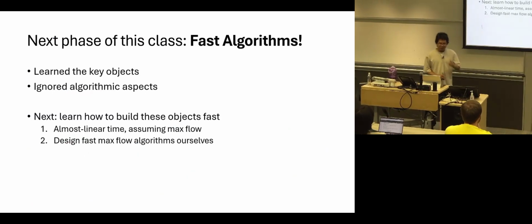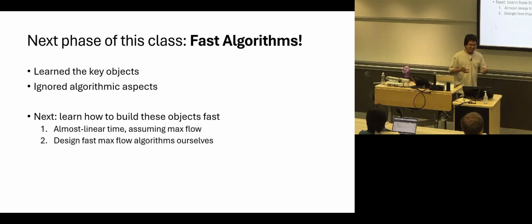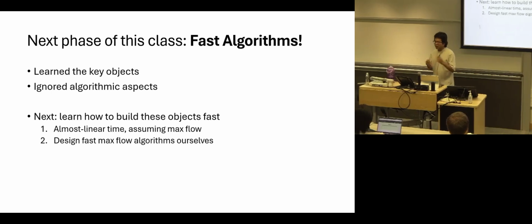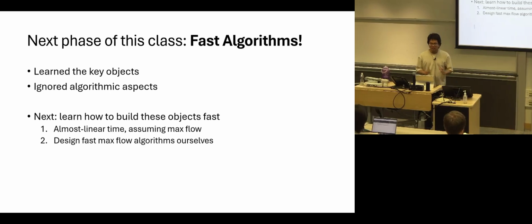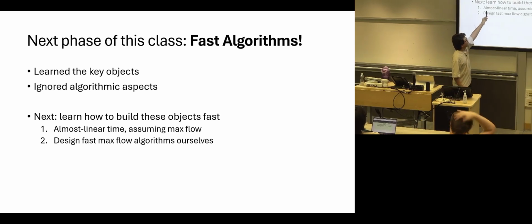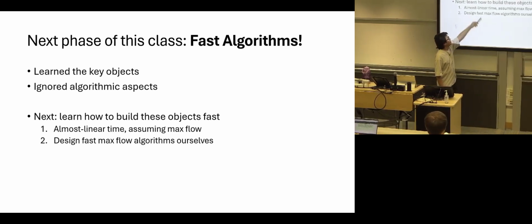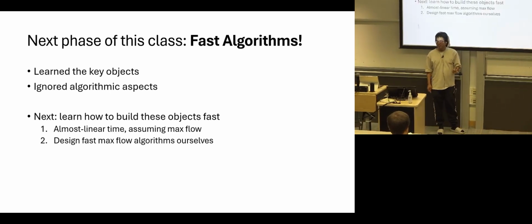Okay. So the next phase of this class is that once we learn these key objects, and we have ignored how to build this thing fast so far, we're now going to try to build these objects fast. In the first next 2 weeks or so, we're going to get all this in almost linear time. So really fast, really useful. But what we're going to assume is that we can solve max flow in almost linear time too. So we assume some powerful black box.